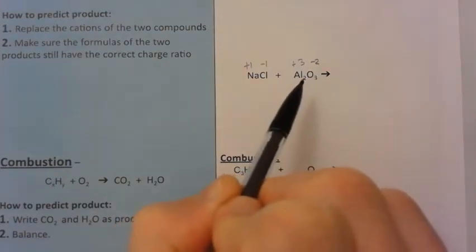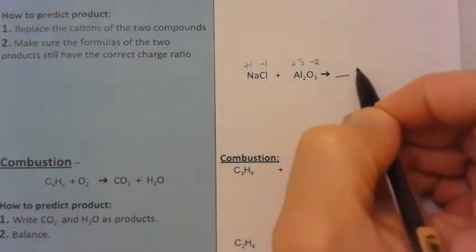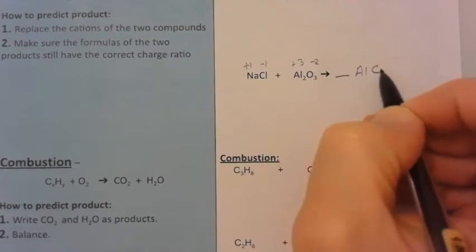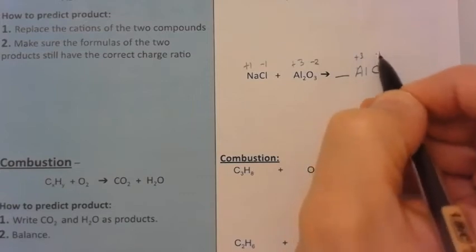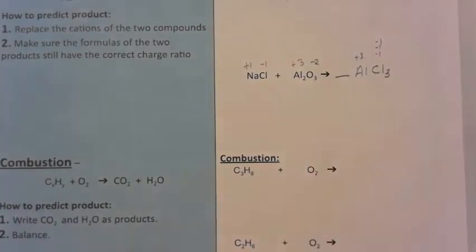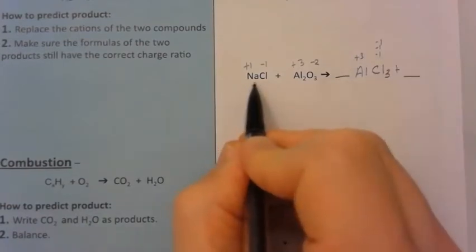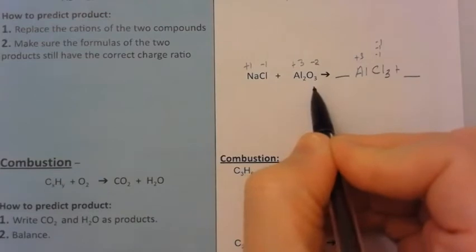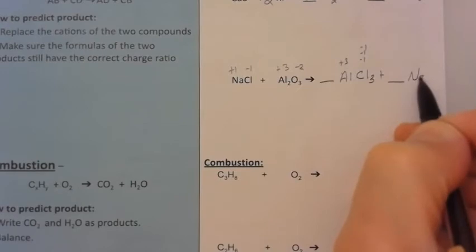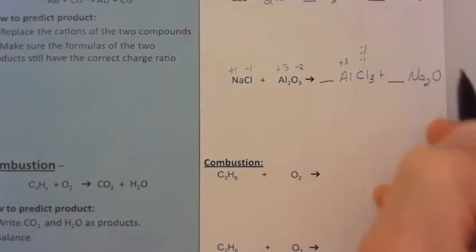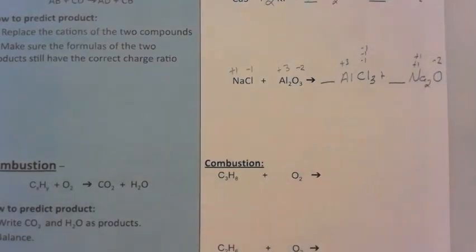got a +3 aluminum bonding with a -1 chlorine. So the first product is going to be AlCl3. Again, we got the +3 aluminum and 3 -1 chlorines. And the other product is going to be the other positive ion, sodium, bonding with that -2 oxygen ion. And that's going to form the product Na2O. 2 +1s for 1 -2.